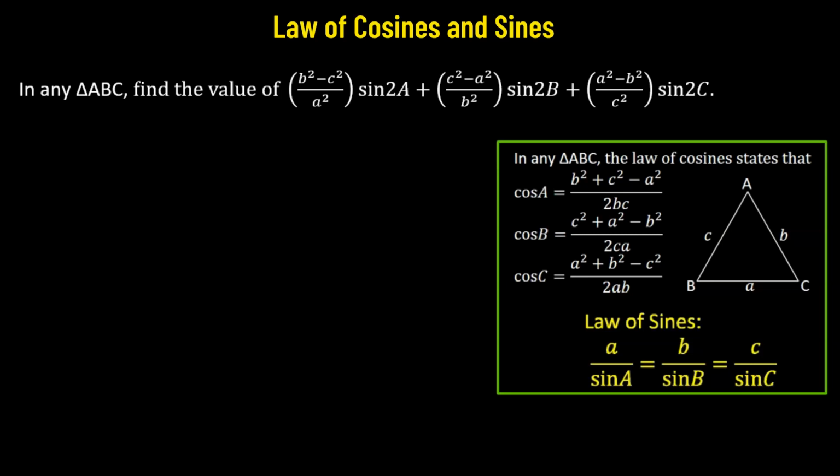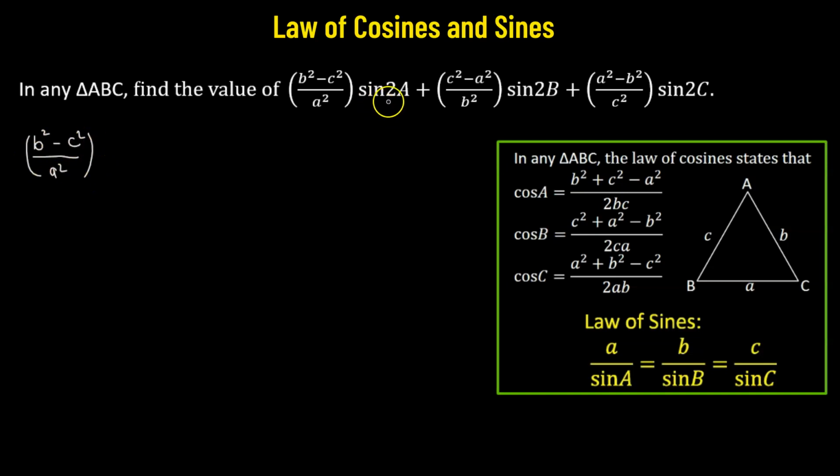So we have to find out the value of the given trigonometric expression in a triangle. Here we'll be using the law of cosines and the law of sines, which is stated here. So let's begin. First, we're going to rewrite the given trigonometric expression. We have (b squared minus c squared) over a squared multiplied by sine 2A.